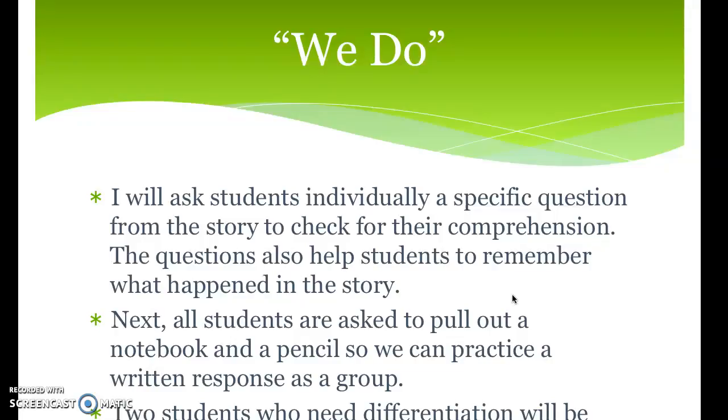Then all students are going to be asked to pull out their notebook and a pencil so we can practice a written response as a group. So together we're going to generate our answer to practice. Also, for differentiation, I am going to have 2 students who have difficulties with handwriting. And since this lesson is focused on reading, not writing, I'm allowing them to use an iPad or a MacBook to digitally type their response.